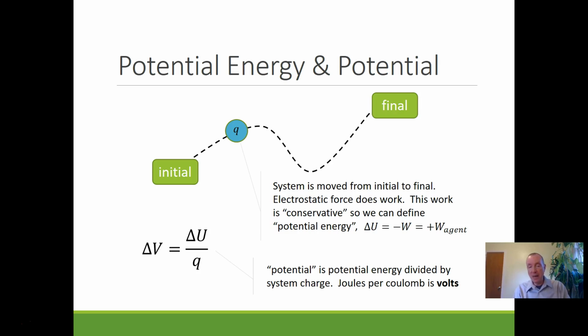Now here's a case where we get a new unit, right? Up until now it was all the units from physics 1. But we have now a joule per coulomb actually has its own name. It's called a volt, right? So a change in volts is a change in joules as an object is moved from initial to final divided by its charge.